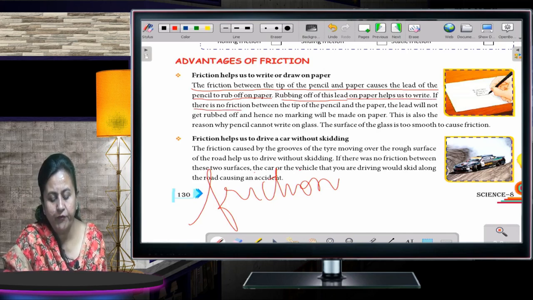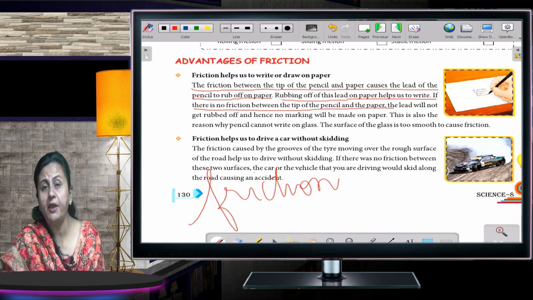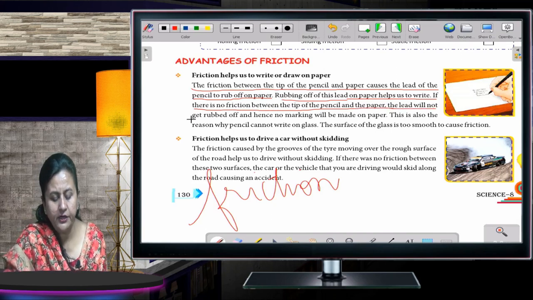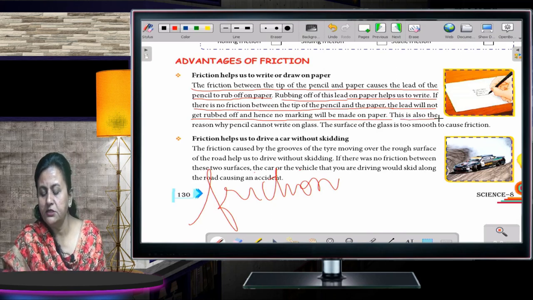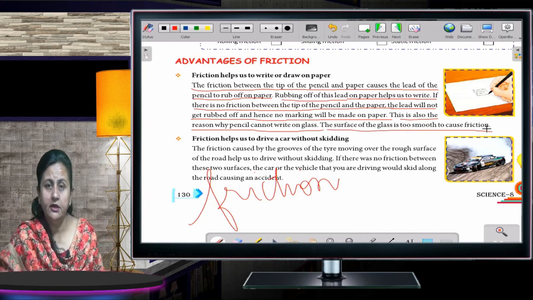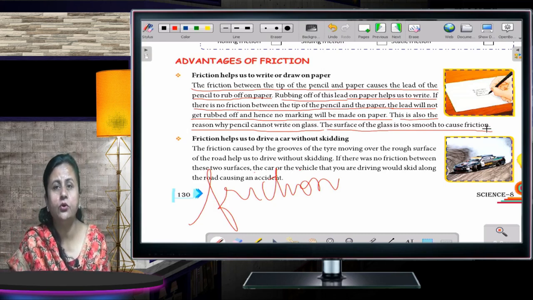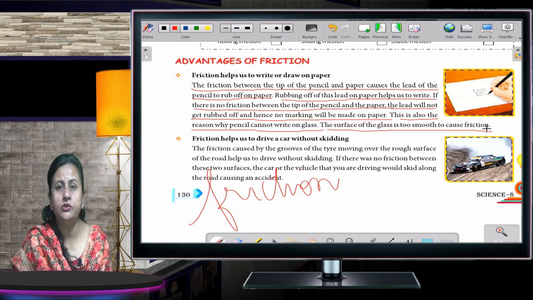If there is no friction between the tip of the pencil and the paper, the lead will not get rubbed off and hence no marking will be made on paper. This is also the reason why a pencil cannot write on glass. The surface of the glass is too smooth to cause friction. I hope this is clear to you. Just go through it, read it, and it will become very clear in your mind.